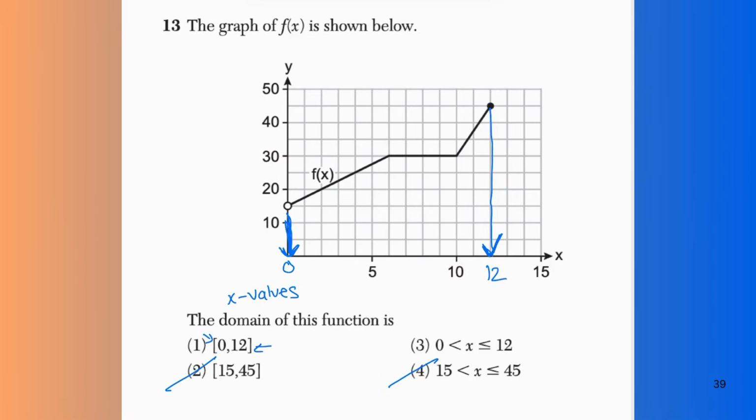Whereas in number 3, this symbol indicates that the 12 is included because it says less than or equal to, but the 0 is not included because that reads as x is greater than 0, meaning that it doesn't include 0. X can be any number bigger than 0, but not equal to 0. Now when we look at our graph, we see that the 0 has an open circle on it. What that means is that the 0 is not included. It's where the domain begins, but it's all the numbers bigger than that point. It's not inclusive of the point 0, which means that answer choice number 3 is correct.